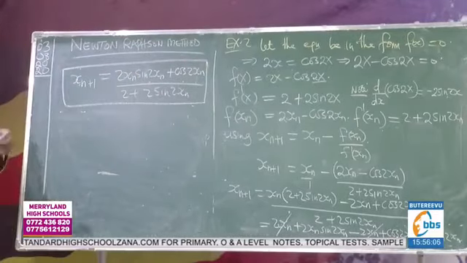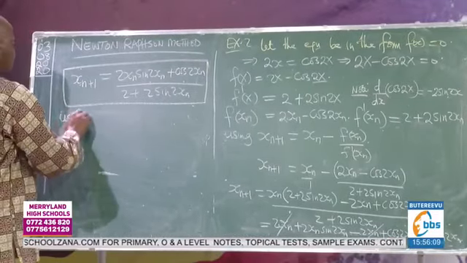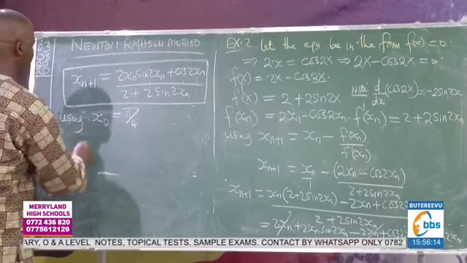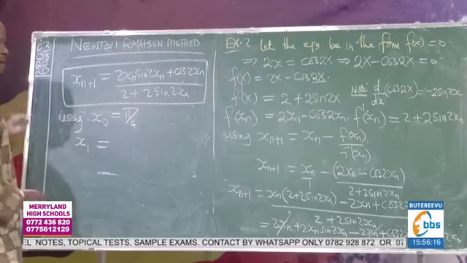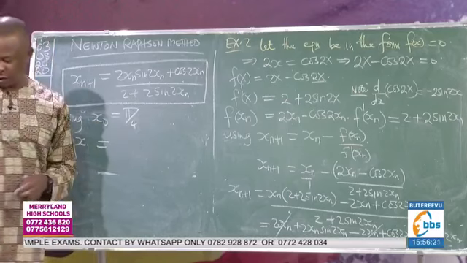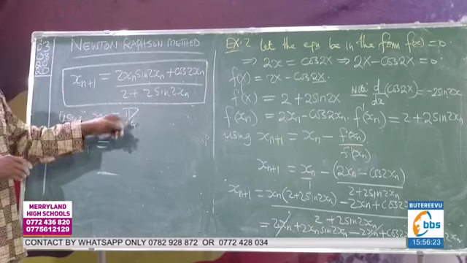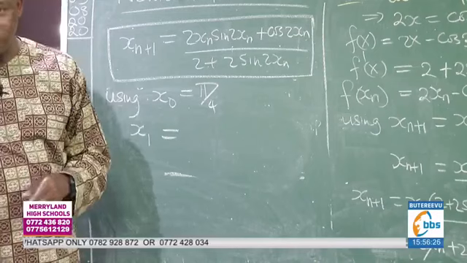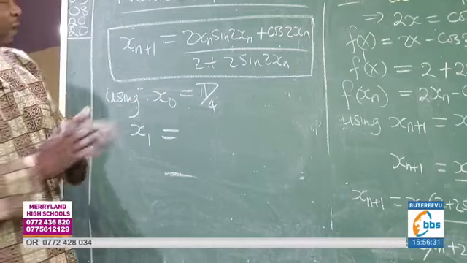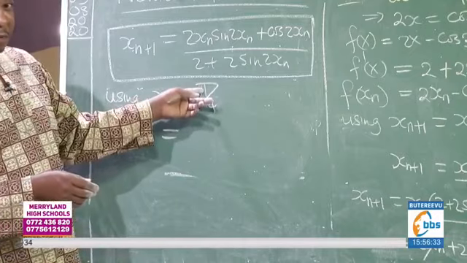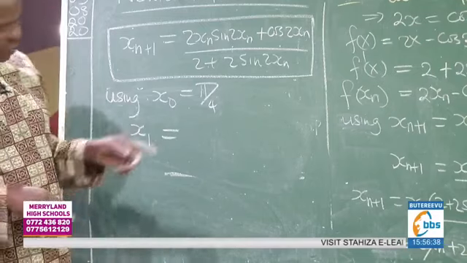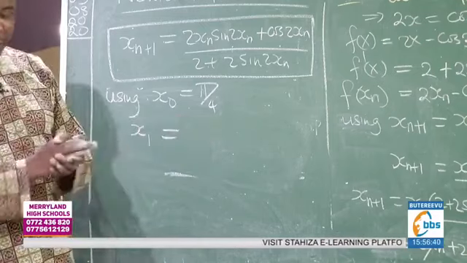So I want to challenge the candidates to continue and finish this. If our first approximation is pi over 4, you are supposed to get your first approximate root by substituting x naught as pi over 4, but take note of radians. Even if you didn't take note of radians, you could use pi as 180. You will be able to get the first approximation directly as that root.